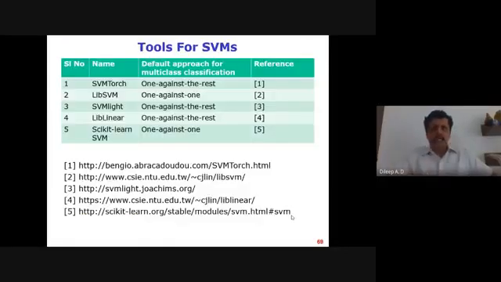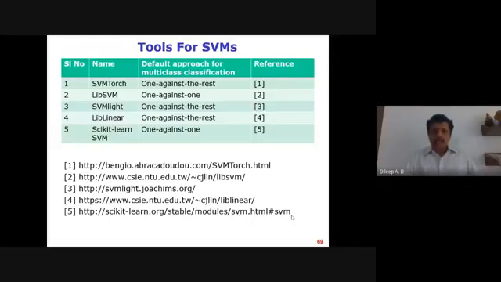Okay, now just before the last slide, there are several standard tools available for SVMs. If you look into SVM Torch, LibSVM, LibLite, LibLinear, and scikit-learn, it comes with an SVM, and all of them internally use one of these techniques, either one against rest or one against one approach, to handle multi-class classification cases. The references are given along with that.